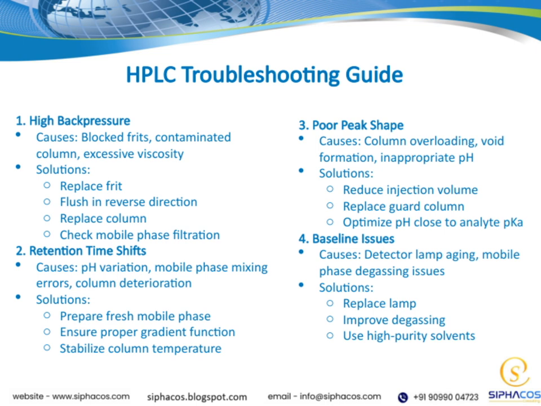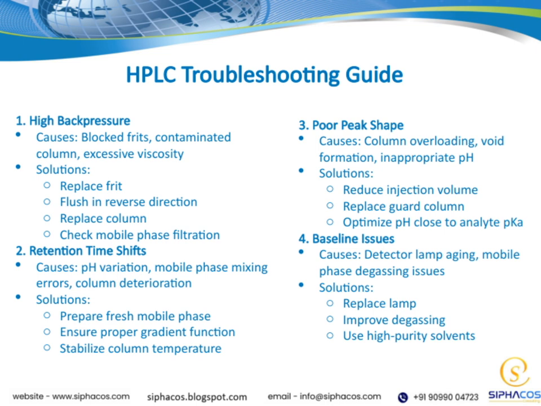Next, we have retention time shifts. These can happen due to pH variations, errors in mobile phase mixing, or deterioration of the column over time. To address this, prepare a fresh mobile phase, ensure that your gradient is functioning properly, and stabilize the temperature of your column. Consistency here is key to reliable retention times.